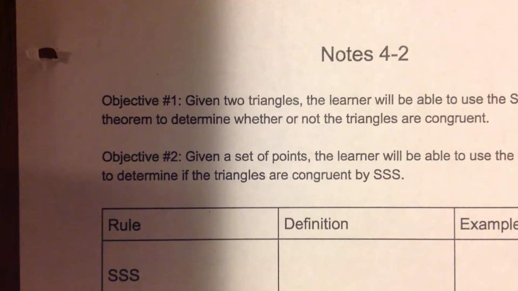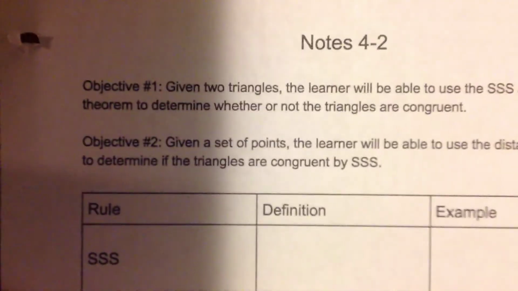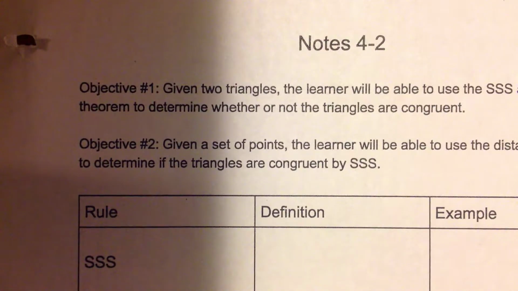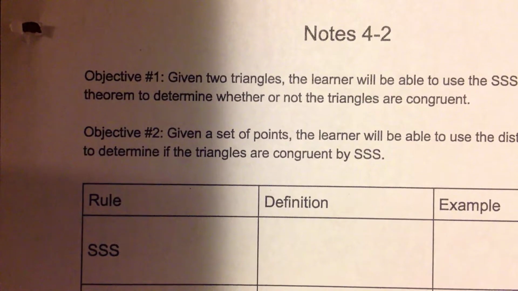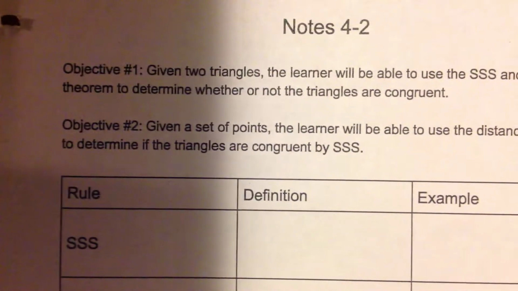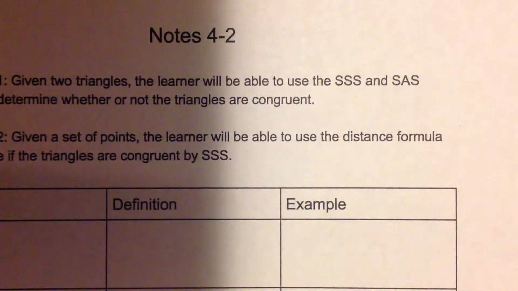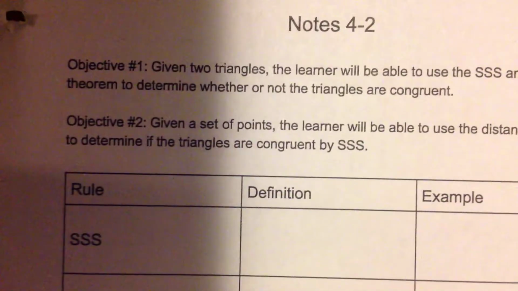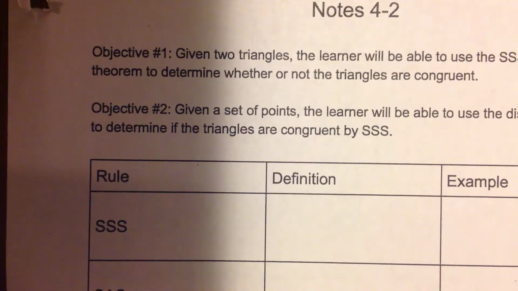Alright, in this video we're going to be given two triangles. You will be able to use the side-side-side or side-angle-side theorem to decide whether or not the triangles are congruent. Or the second objective is, given a set of points, you will be able to use the distance formula to determine whether two triangles are congruent by side-side-side.